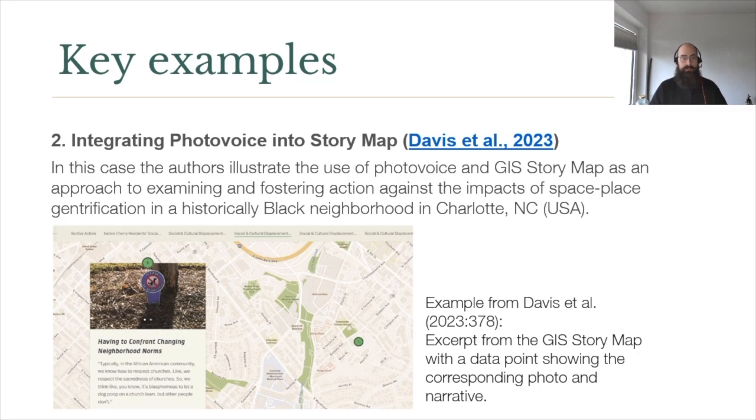The second study explored how Photovoice can be integrated with GIS story maps to address social challenges. Conducted by Davis and colleagues in 2023, this research focuses on a historical black neighborhood in Charlotte, North Carolina, also from the US. By combining Photovoice with geographic data, the GIS story map presents compelling stories of local experiences to visualize and communicate the effects of space-placed gentrification.